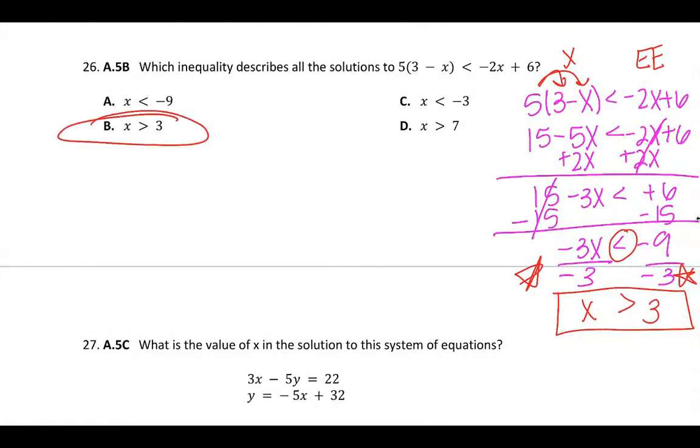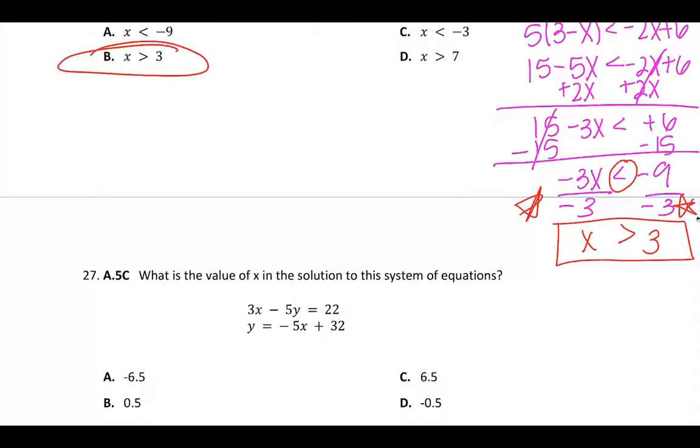Don't pull a Miss Miller on your test. Slow down. Take your time. Don't make these silly mistakes I keep making.